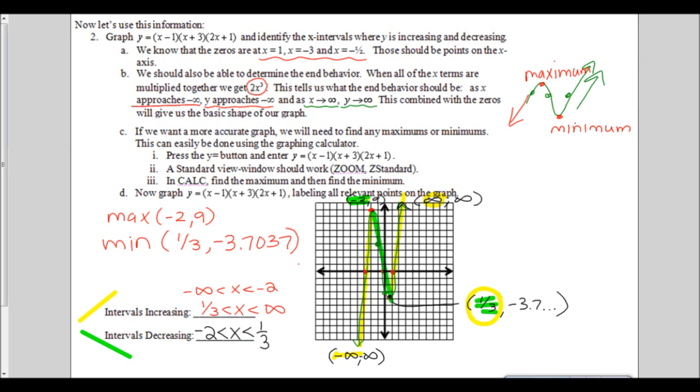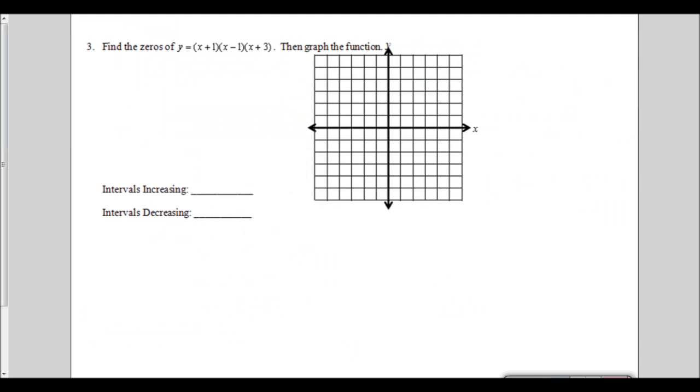I'm increasing. So I've used my calculator to find the maximum and minimum and then described where I'm increasing and decreasing based on those turning points. That's another key word we should know, the turning points. The turning points are the maximums and the minimums, anywhere the graph changes direction from increasing to decreasing or vice versa. Here's another example in number 3.